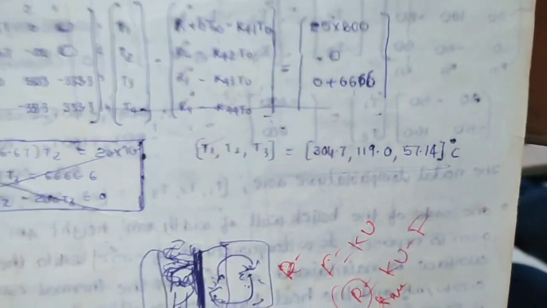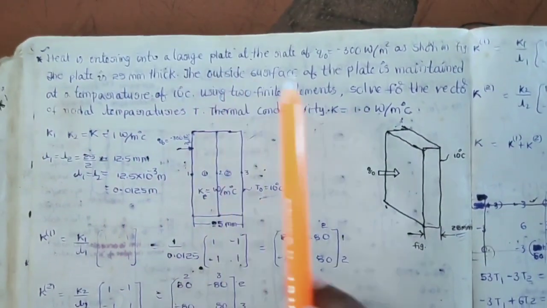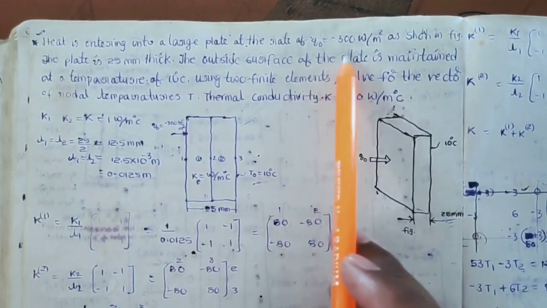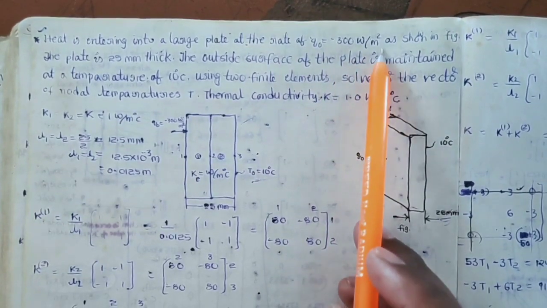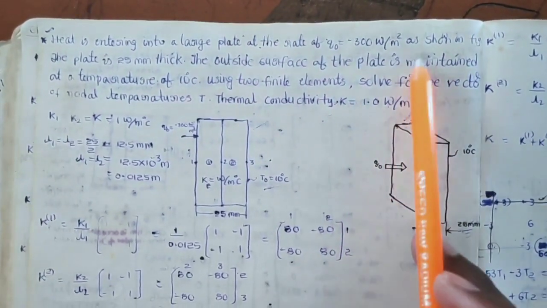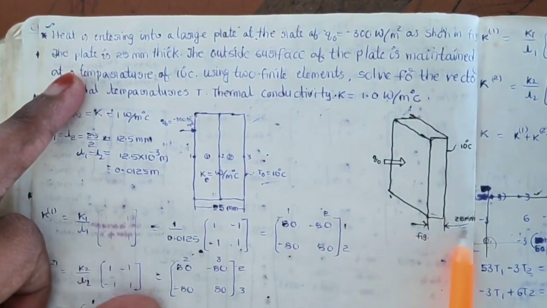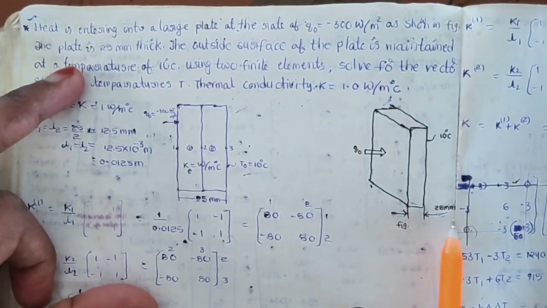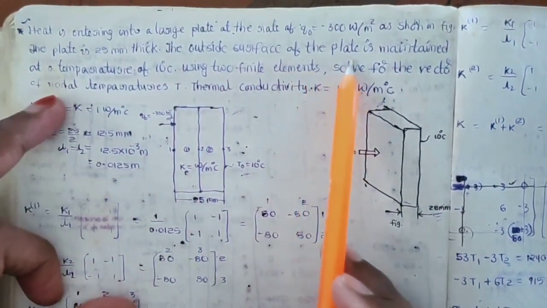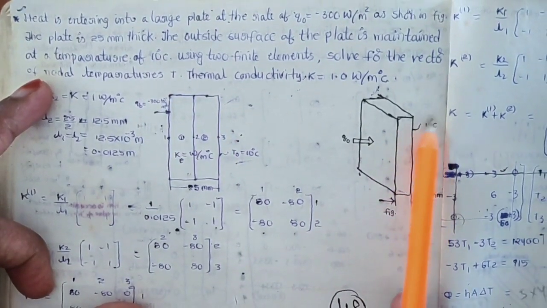Okay, thank you. Now the second problem: heat is entering into a large plate at the rate of Q0, that is minus 300 watt per meter square. This is a heat flux, that is heat per area, given here as shown in the figure. The plate is 25 mm thick, the thickness is 25 mm. The outside surface of the plate is maintained at a temperature of 10 degrees centigrade. The outside temperature is given as 10 degrees centigrade.